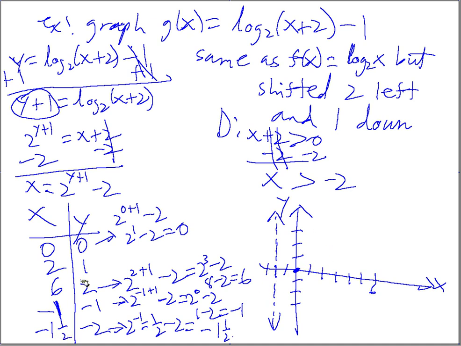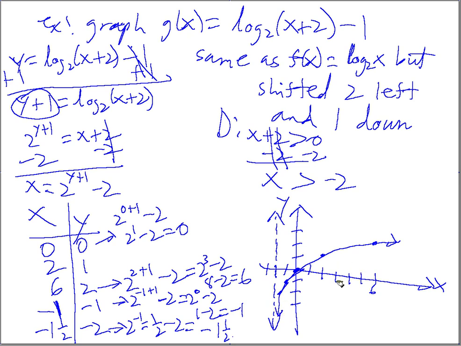Anyways, let's go and look at these points here. 2, 1. And 6, 2, so 6, 2 all the way up here, and negative 1, negative 1, and negative 1.5, negative 2. So that's going to be right about here. But anyways, it's going to tail off on that imaginary vertical line I've drawn here. But let me finish it off right here.